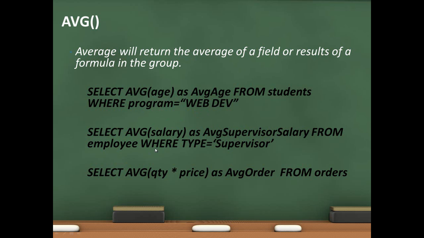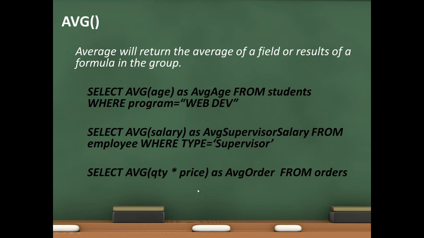This next guy below here averages the salary, and it's going to call it the average supervisor salary here from a table called employee, but we only want those where the type of employee is supervisor. So it kind of goes hand in hand with the column header that we put in here.